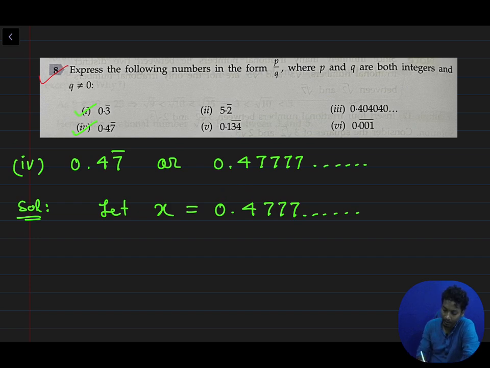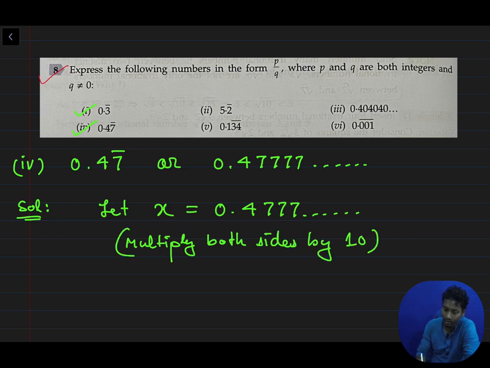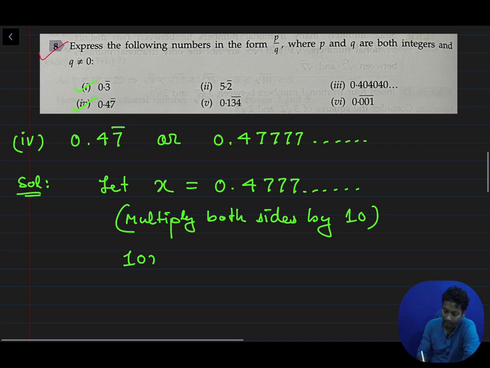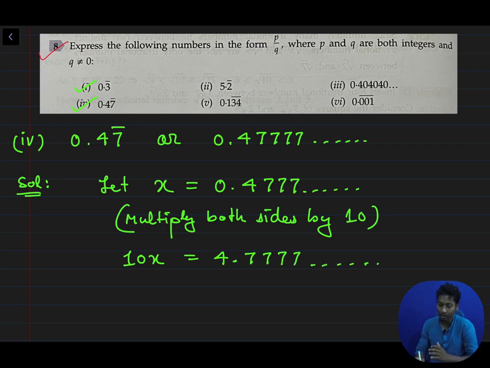So here we can multiply both sides by 10 in order to bring this 4 this side. So 10 into x will give you 10x, and 10 into 0.4777 will give you 4.777... Now you see that this repeating digit has come just after the decimal place. So whenever you have this kind of expression, then you consider this as the first equation. Now let's go for the second equation.